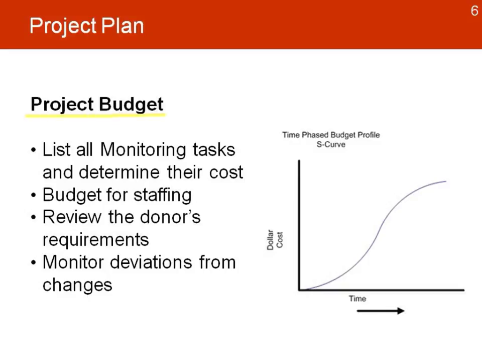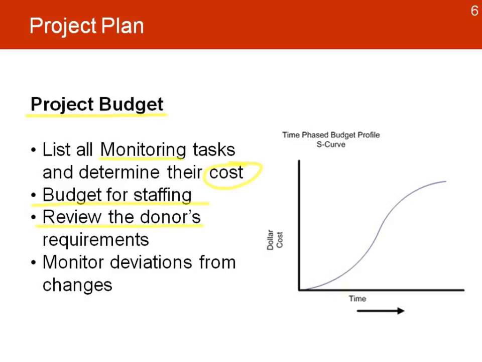The project budget also needs a plan. It's the list of all the monitoring tasks and determine their cost. This is important because many times the design of the project becomes the project plan, and we forget many times to identify the cost of monitoring, the cost of collecting indicators. So they need to be included and make sure that we have the right resources, that we got the right budget for all of our staffing.